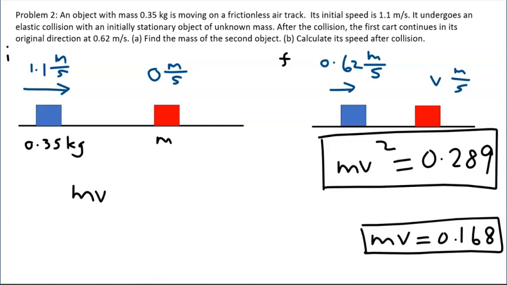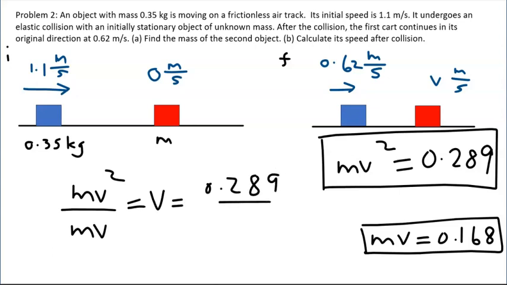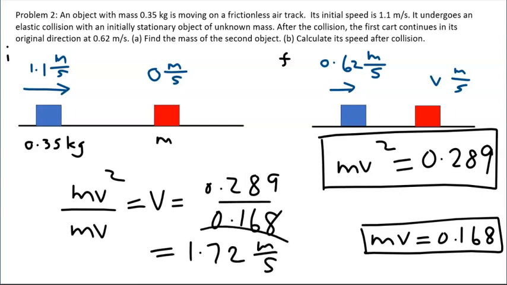So dividing mv squared by mv, we get v, and that's going to be 0.289 over 0.168, which will give us 1.72 meter per second as before. And having found v, you can substitute the v inside here to get the m to be 0.0976 kg as before.